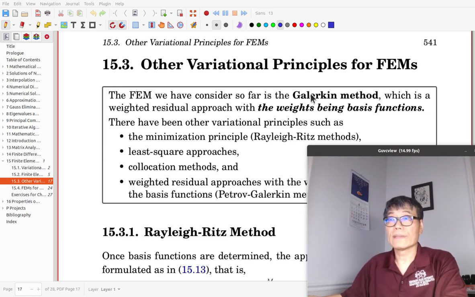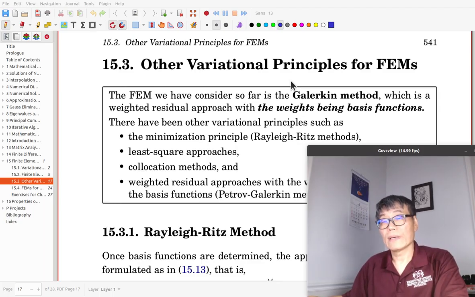It is section 15.3, other variational principles for FEMs. In the last section, you studied core concepts of FEMs. There were 4 steps. In the beginning, you start with a partitioning of the given domain. Secondly, you introduce a subspace, and along with basis functions, the unknowns are recognized.